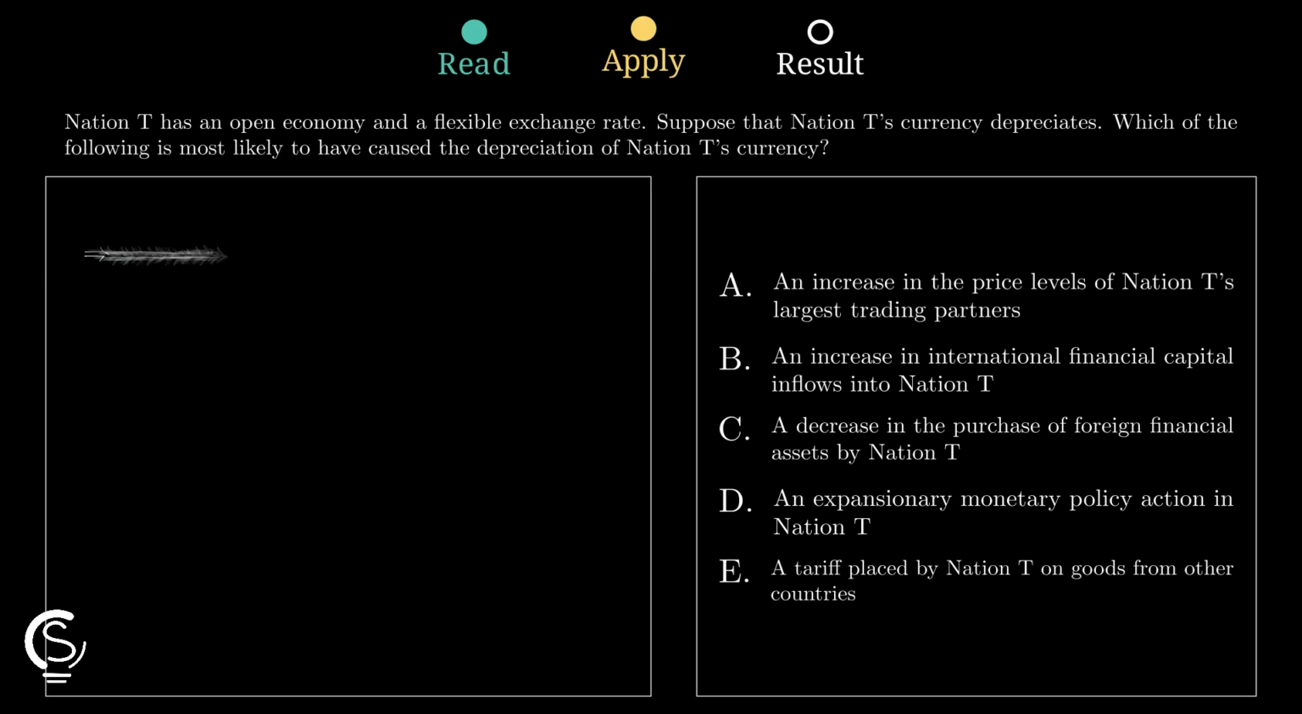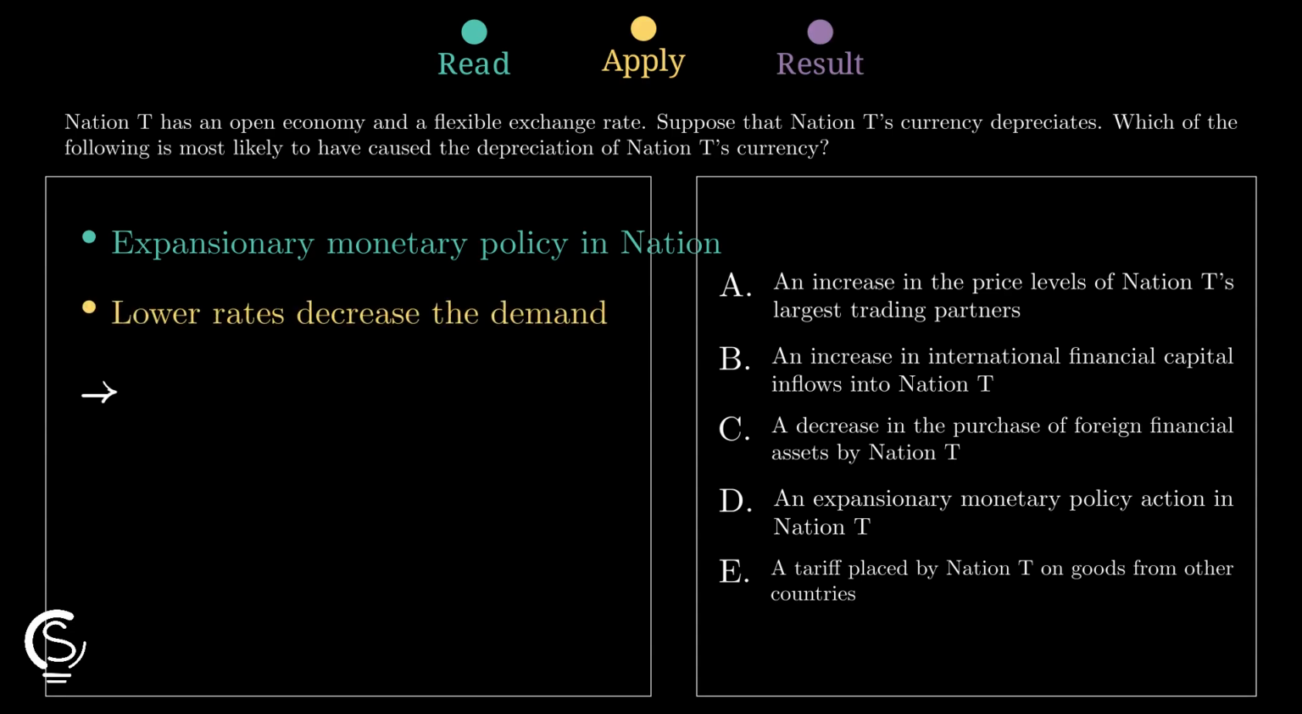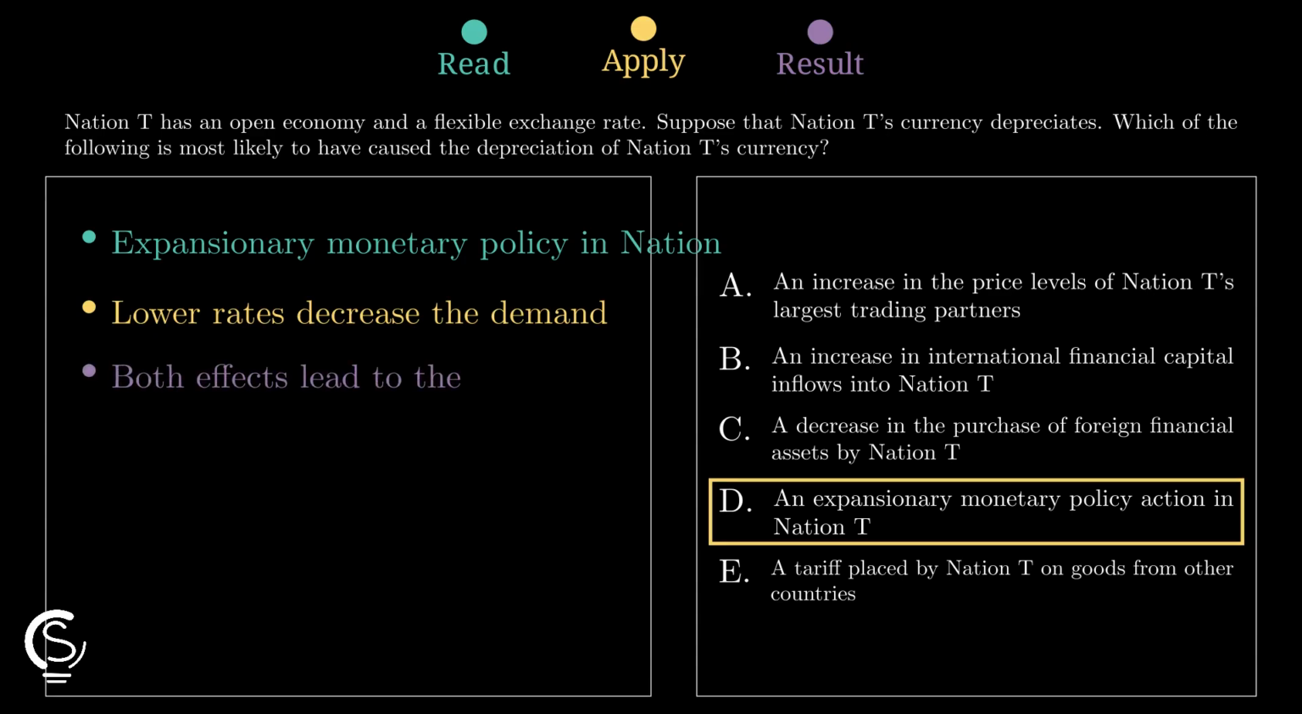Lower interest rates decrease the demand for Nation T's currency while increasing the supply of it on the foreign exchange market as investors seek better yields elsewhere. This is a crucial shift. Both effects depreciate the currency. This confirms expansionary policy is the primary driver behind the value drop seen here.